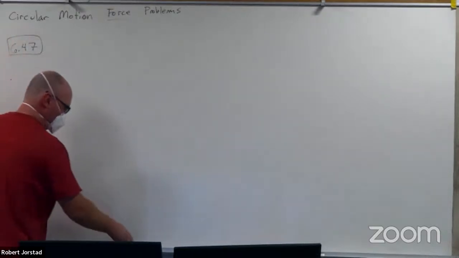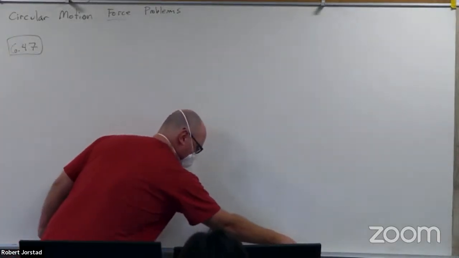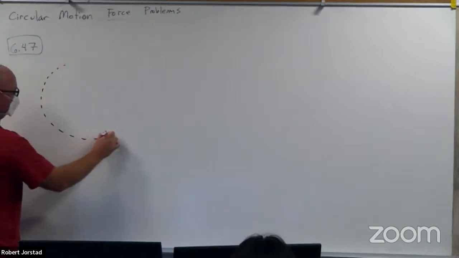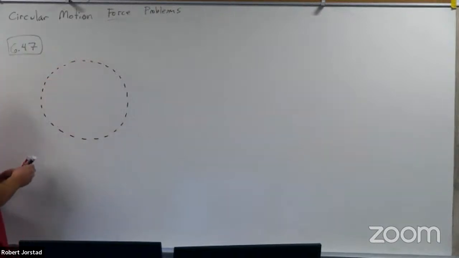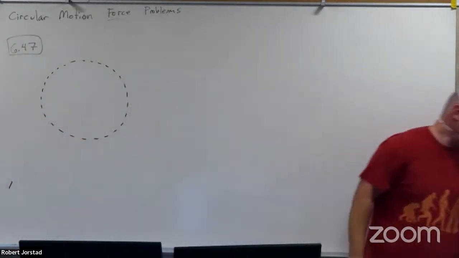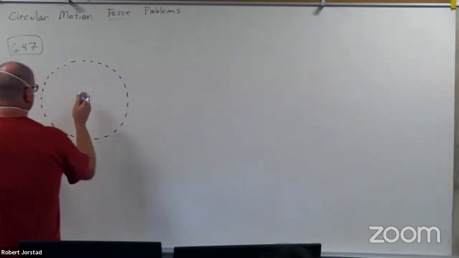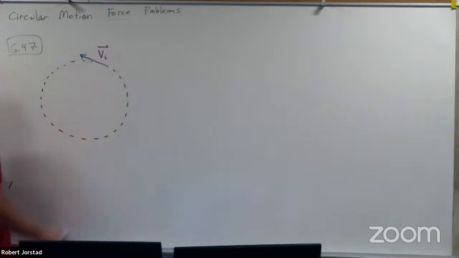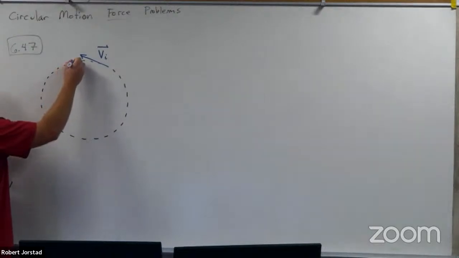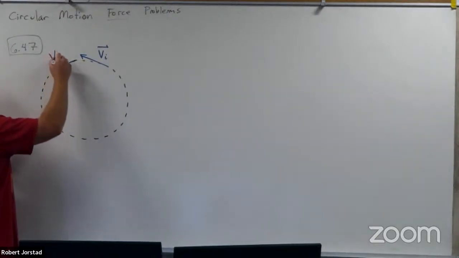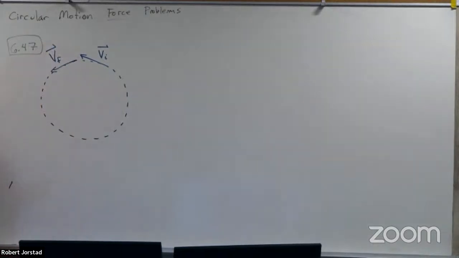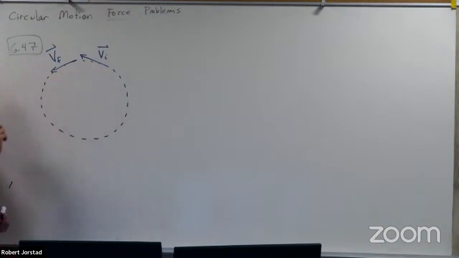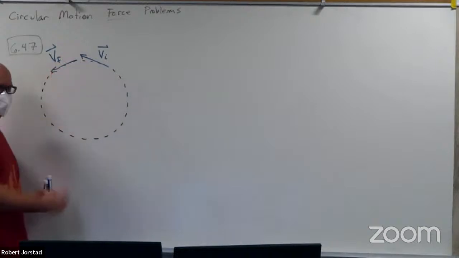Imagine we have this ball on a string. And just before the ball gets to the top of the circle, it's moving this way with some velocity, v initial. Just after the top of the circle, it's moving this way with some speed v final. And for right now, let's assume that the speeds are the same, but notice the velocities are technically a little bit different. One's going slightly up, one's going slightly down. Agreed?